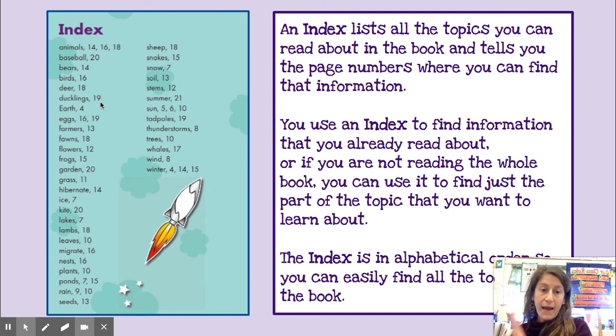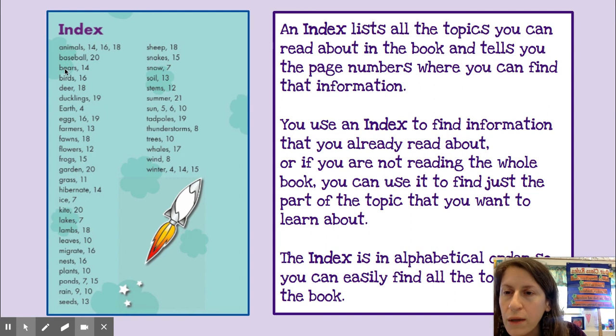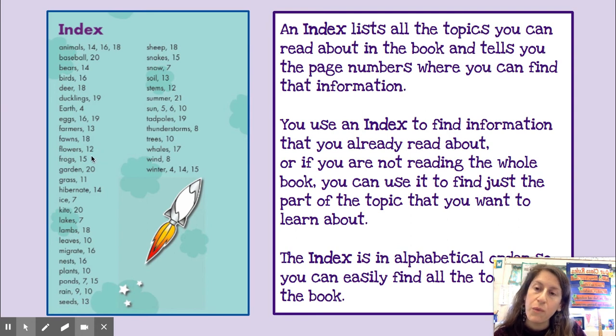Now, if this was a book I hadn't read and I was using it because I wanted to write a report on spring, I would be able to use this to find specific information that I wanted. So maybe I didn't actually want to learn about the animals. I only wanted to learn about the plants in spring. Well, I could go and look through my index. Oh, I found flowers. Well, that fits in with my idea for plants. So I can look up the information on page 12 and learn about flowers.